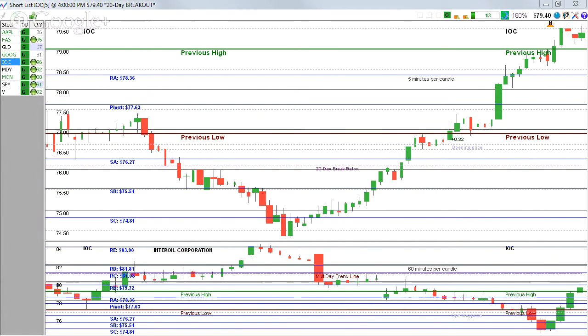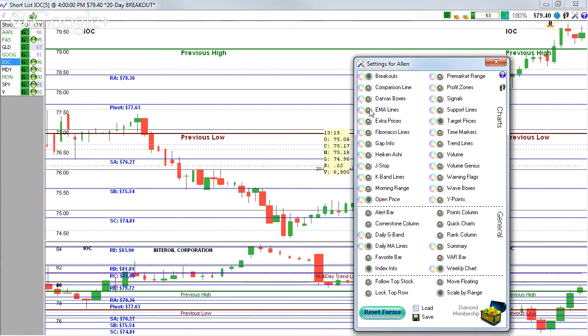Okay. Next question is, can you go over the blue line again? Sure. Let me just turn that on. By the way, with settings, you can turn on and off all this stuff.